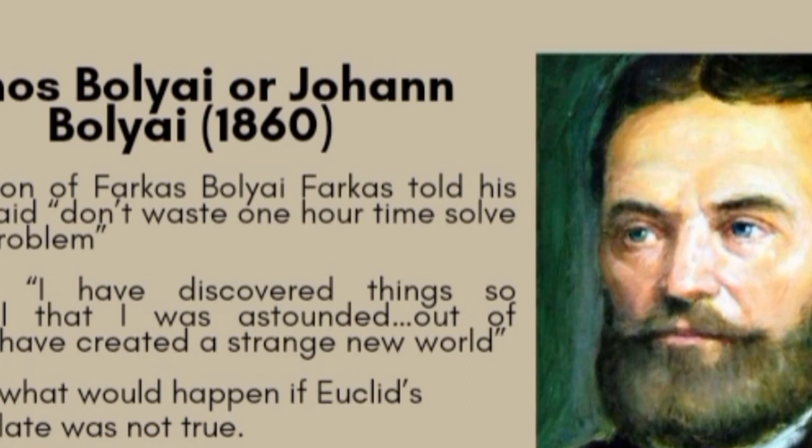In 1823, Janusz Bolyai wrote to his father saying, "I have discovered things so wonderful that I was astounded. Out of nothing I have created a strange new world." He explored what would happen if Euclid's fifth postulate was not true. However, it took Bolyai a further 2 years before it was all written down, and he published his Strange New World as a 24-page appendix to his father's book.